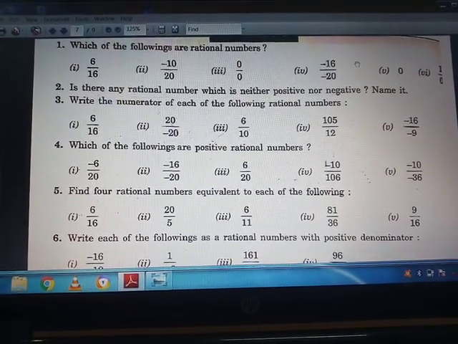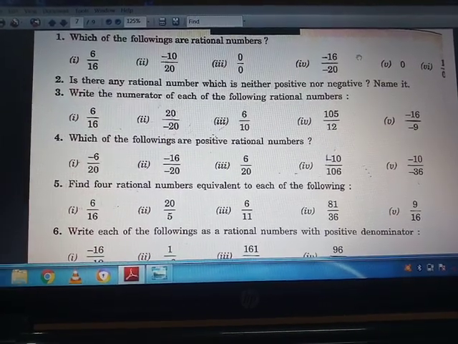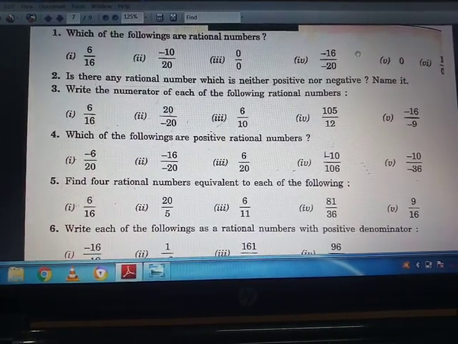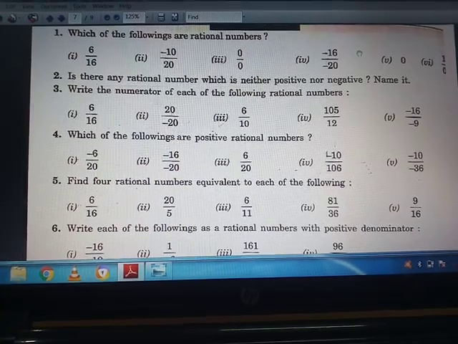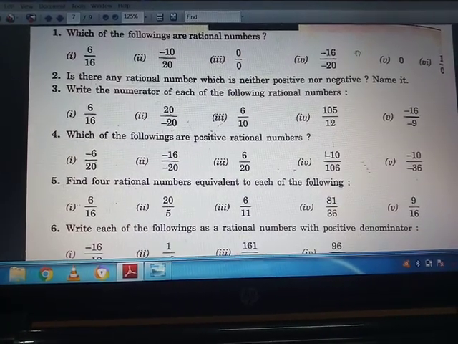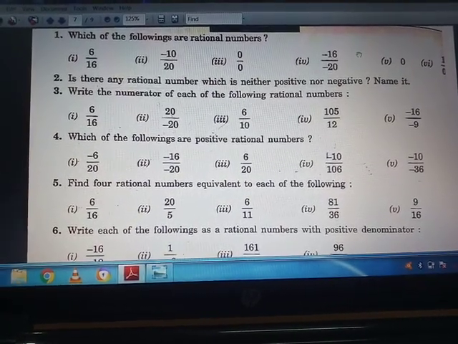In question number 3, you can see it is saying that write the numerator of each of the following rational numbers. Here are rational numbers and you have to write the numerator of each of the following. So you can do this, this is your assignment work.